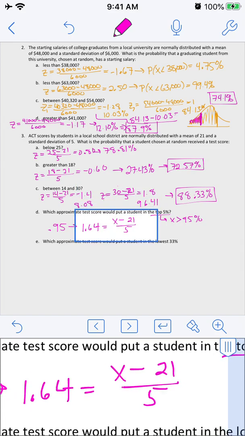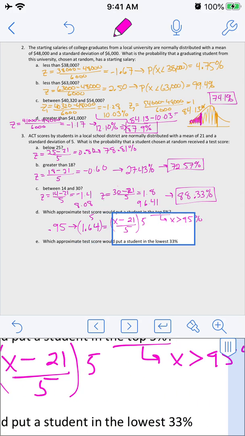All right, let's see if we can solve this now. Oh, harder to solve, right? I don't like this fraction. Let's get rid of it. Times 5. So over here, 1.64 times 5, 8.2 equals x minus 21. Add 21 to the other side, 29.2.